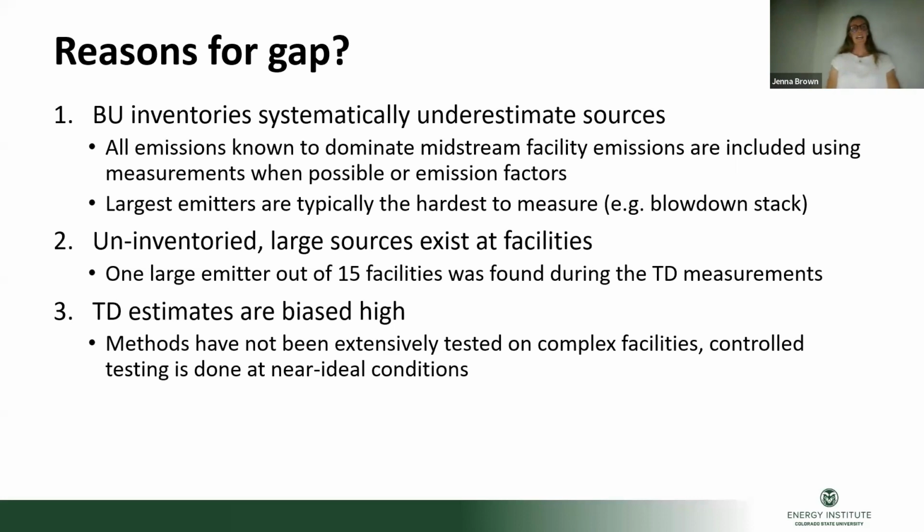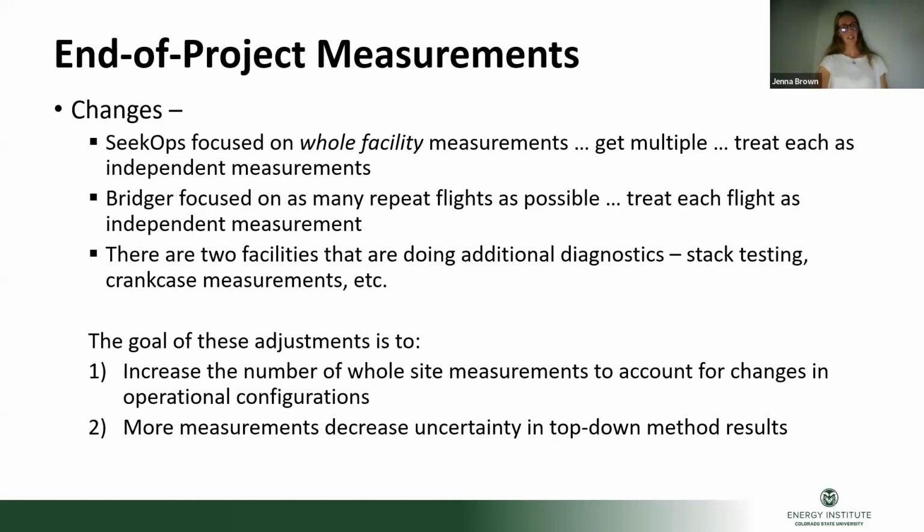So some of the reasons for the gap, again, like I just said, bottom-up inventories may be systematically underestimating sources. There could have been an uninventoried source that existed at the facilities, although this is pretty rare. And the top-down methods could be biased high because they have not been extensively tested at these complex facilities. So while these are all possible cases, we have little evidence in supporting them. So we made some adjustments during the end of project measurements to hopefully answer those questions.